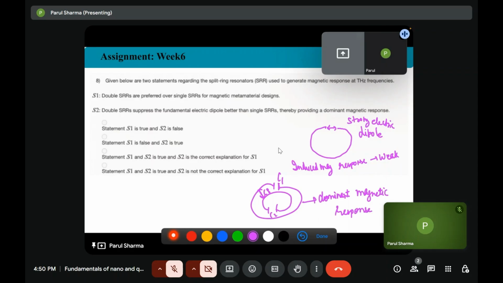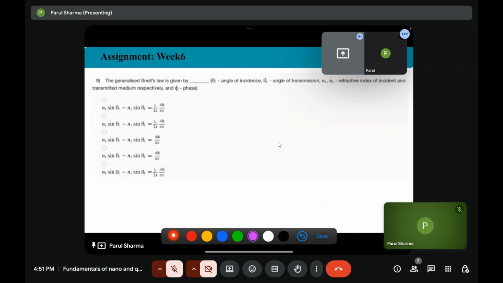So both statements are true, and since in case of double splitting resonators it suppresses the fundamental electric dipole, that's why we prefer the double SRM. So the second statement is the true explanation for the first. The correct option is: statement S1 and S2 are true and S2 is the correct explanation for S1.